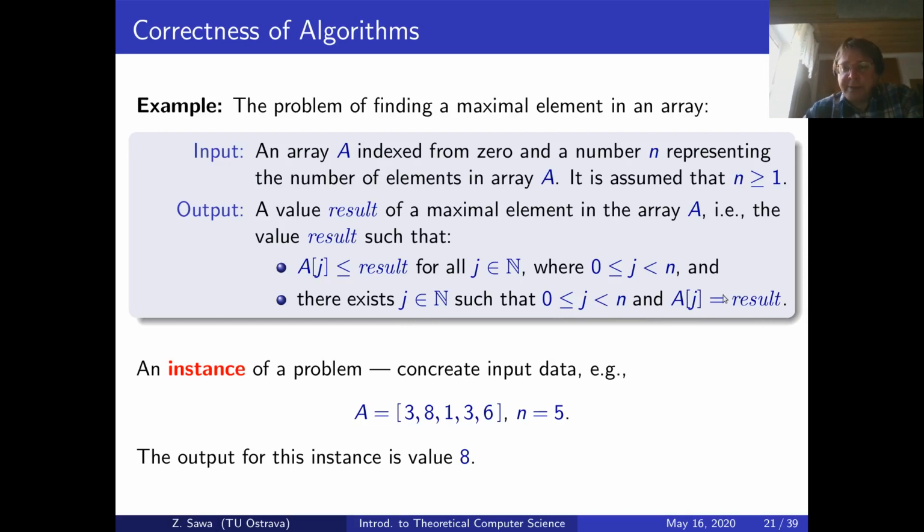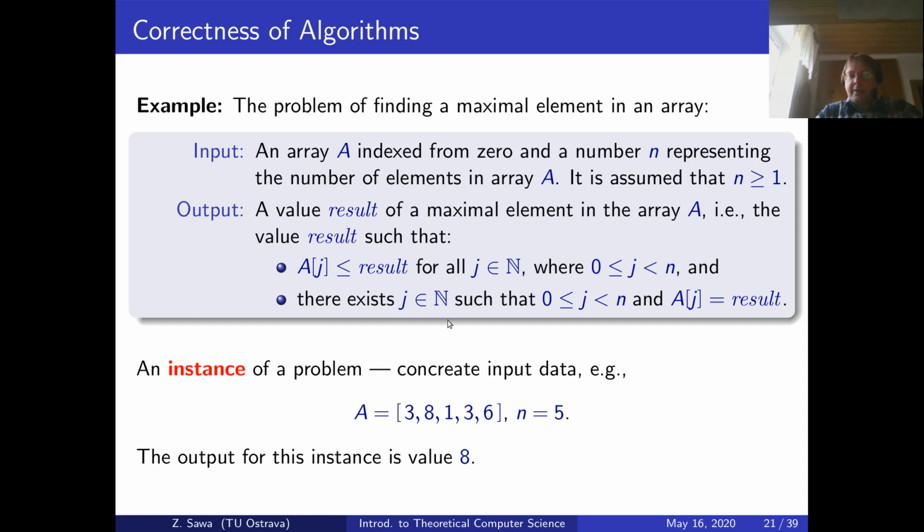So this is the specification of the problem. It does not specify how this result should be computed. It just specifies input and output and how they are related, what this resulting value should satisfy with respect to the input.